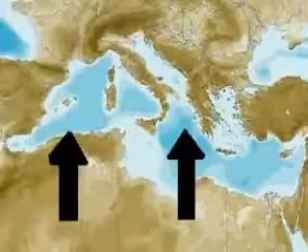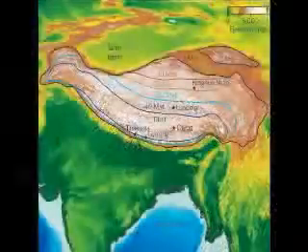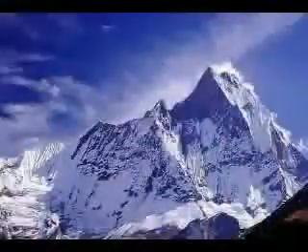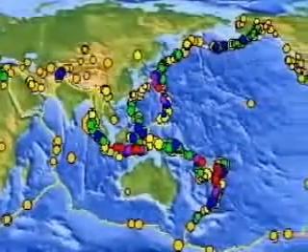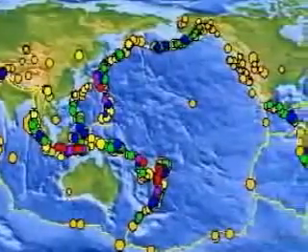As Africa and Europe collide, the Alps rise about 1 millimeter a year, and as India and Asia collide, they force up the Himalayas 5 times faster. Plate tectonics also showed that earthquakes are caused by buckling and jarring along the edges of the crustal plates.